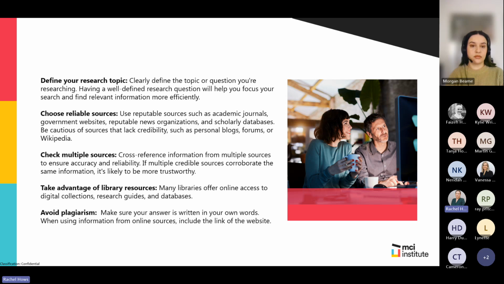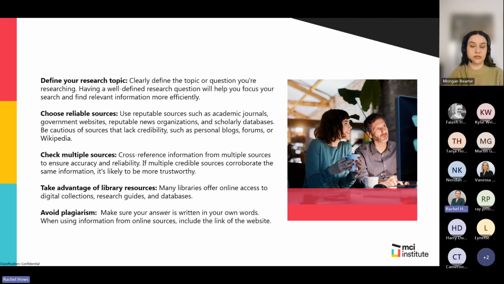If multiple credible sources corroborate the same information, it's likely to be more trustworthy. So if you've looked at 3 websites, and you're finding that they're the same information, then it's more likely to be accurate. Take advantage of library research resources. Many libraries offer online access to digital collections, research guides, and databases.